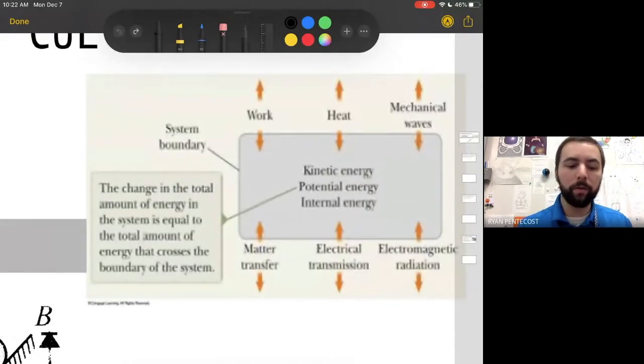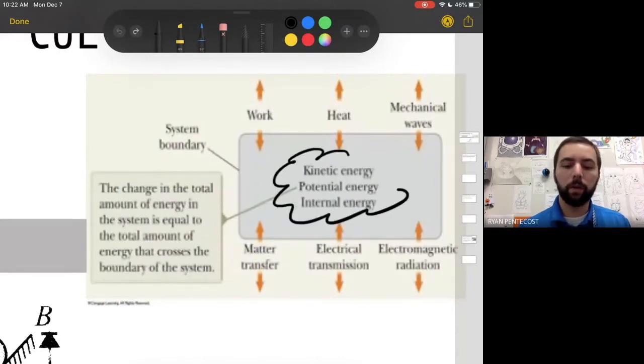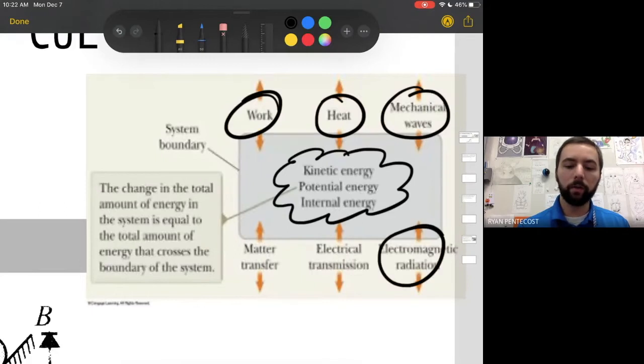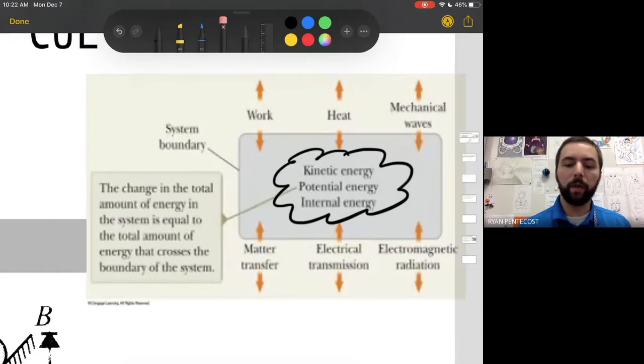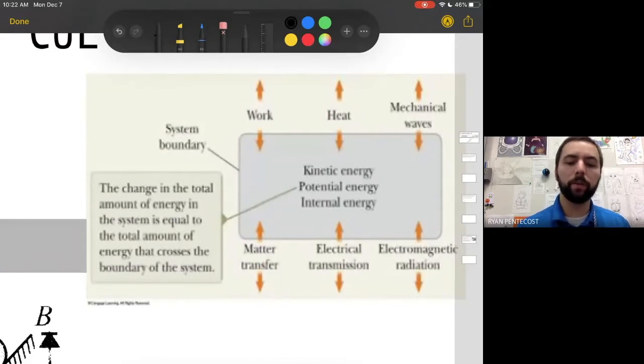The change in total amount of energy in the system is equal to the total amount of energy that crosses the boundary of the system, right? So you start with this initial amount of energy, and the change in total amount of energy has to do with any work done, heat added or lost, any waves, radiation, electrical transmission, or any matter that's going into or out of this set initial energy of kinetic, potential, and internal energies. Internal energies is like the internal temperature of an object or things like that.